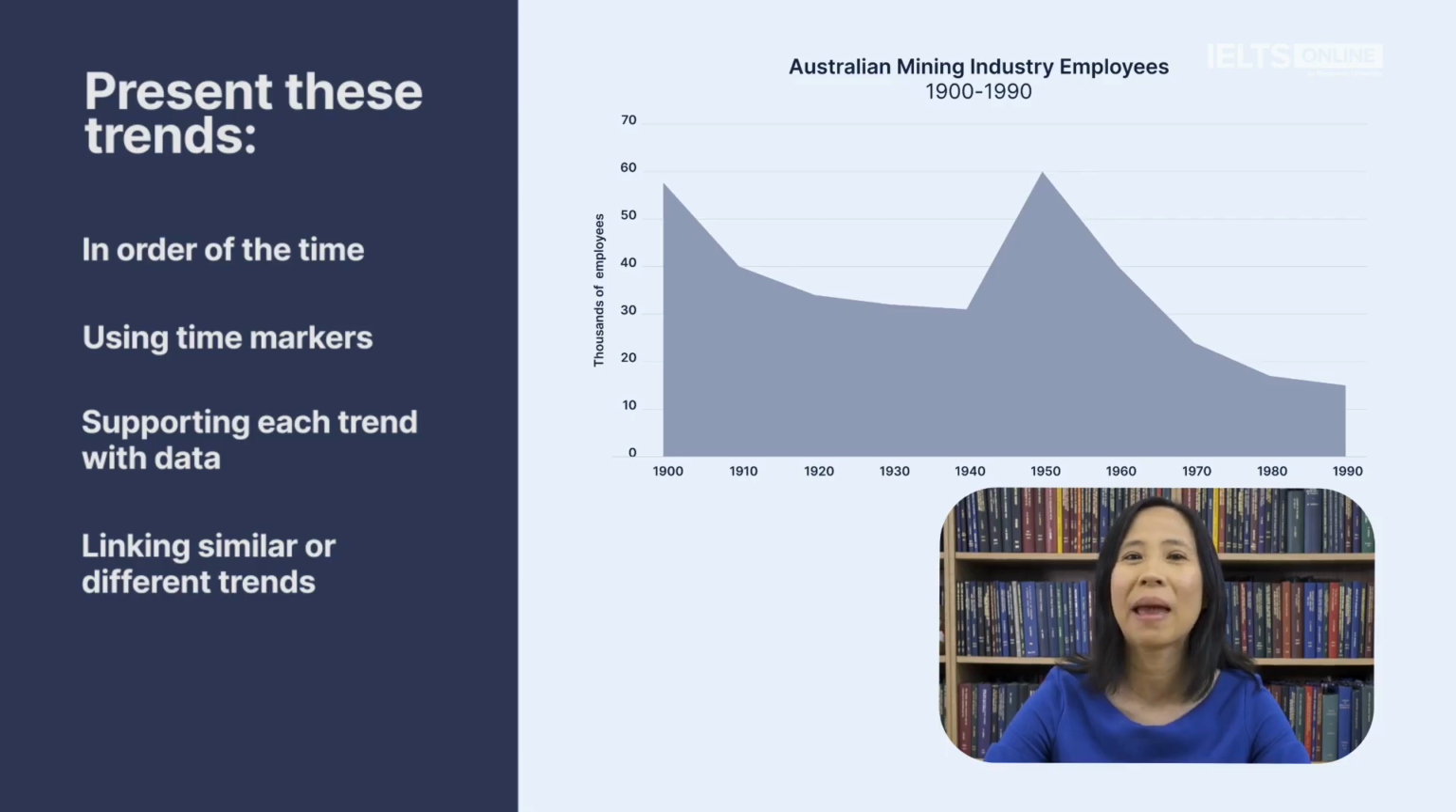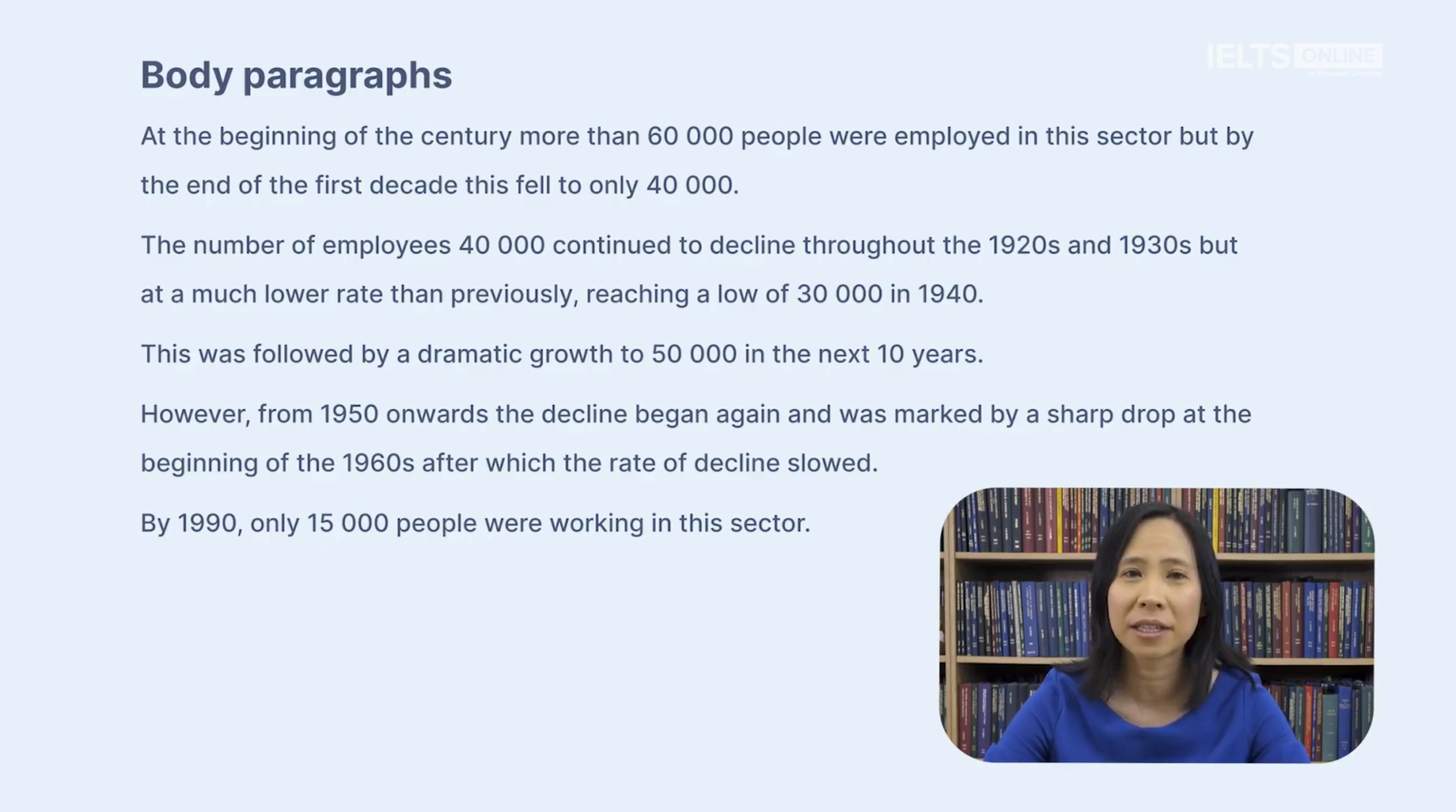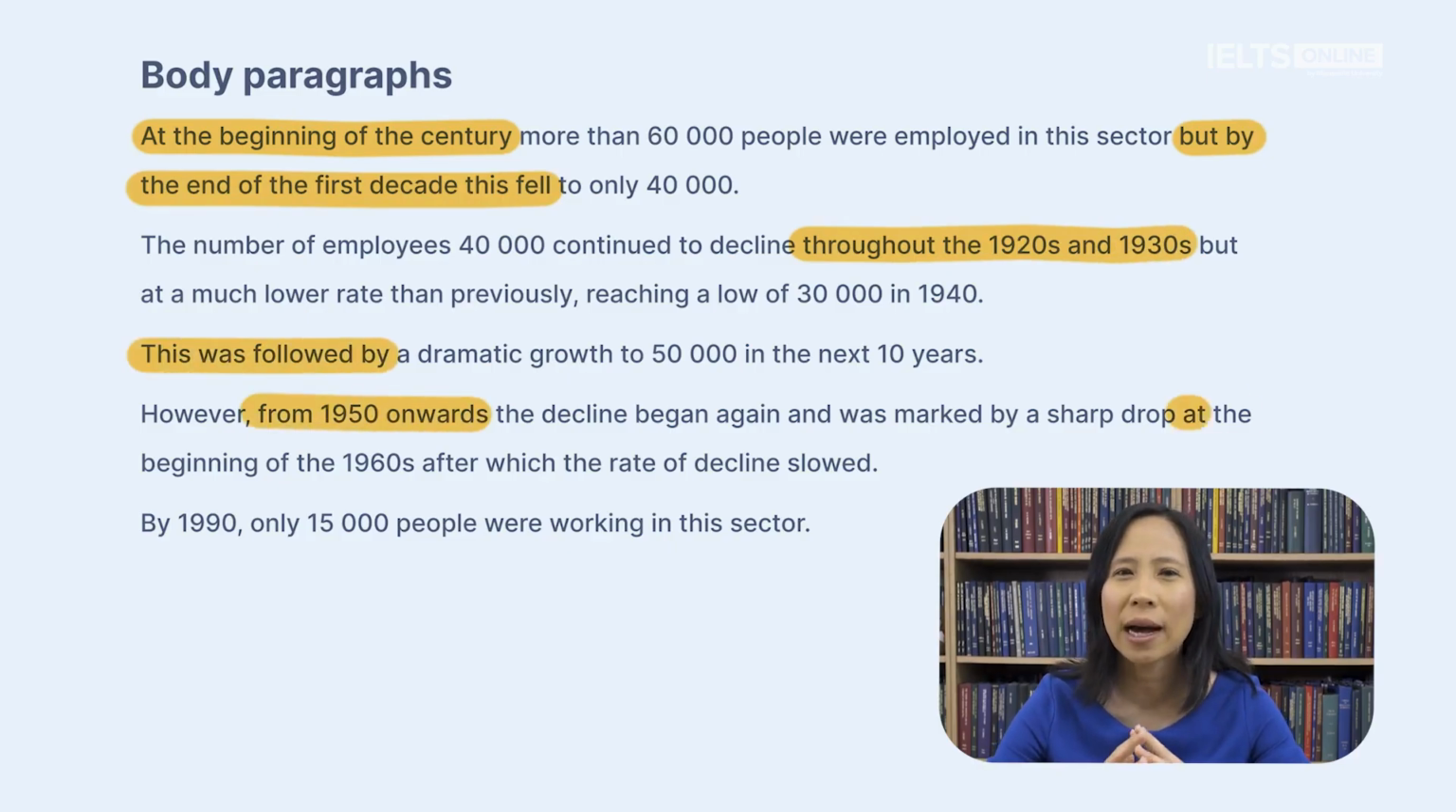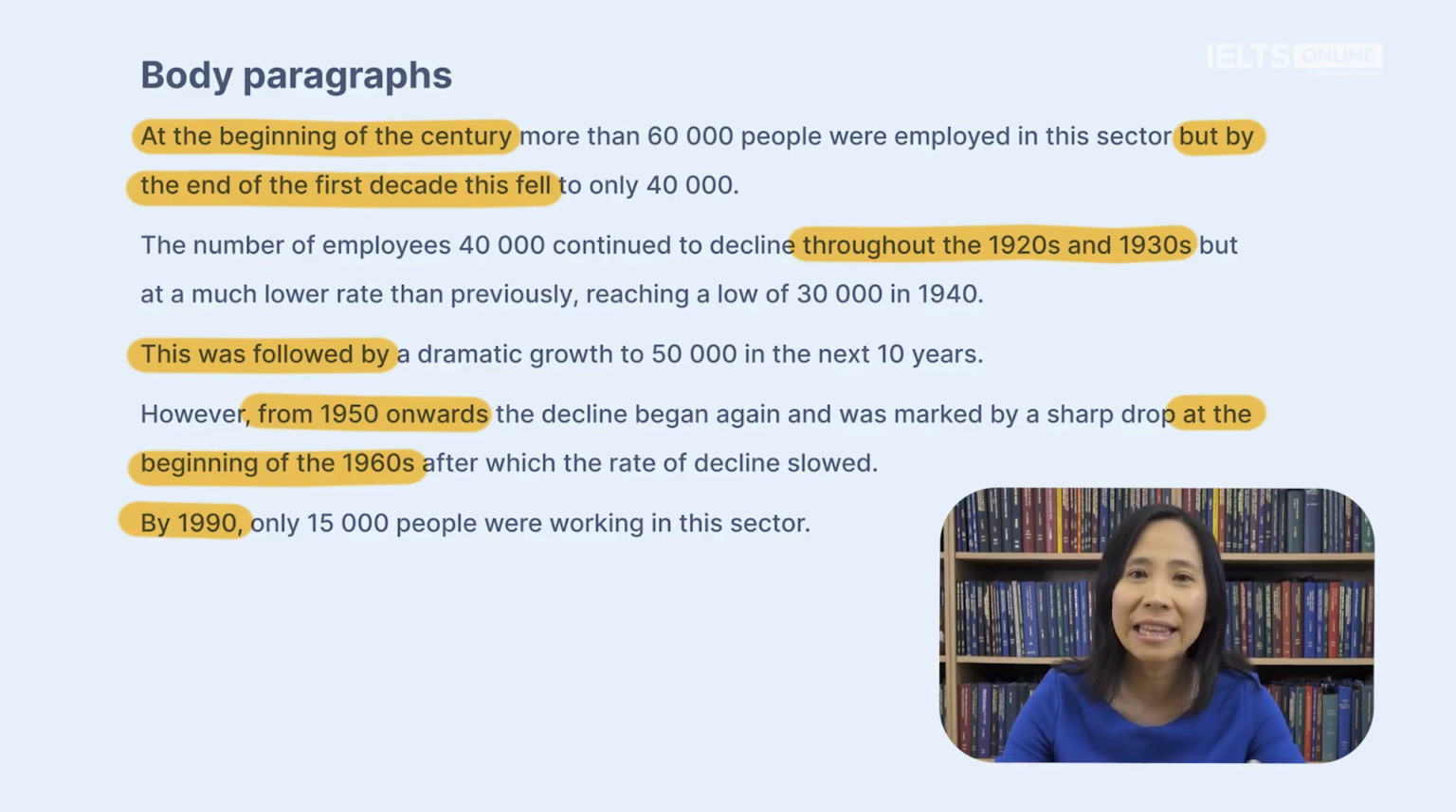Now, let's look at the body paragraphs which were written about this graph. The use of time markers here is key to writing a clear response. They make your answer cohesive by linking your ideas together, and they signal each new trend. Remember to vary the time markers you use. For example, in the sample answer for Australian mining industry employees, some time markers used are at the beginning, by the end, throughout, this was followed by, and by.